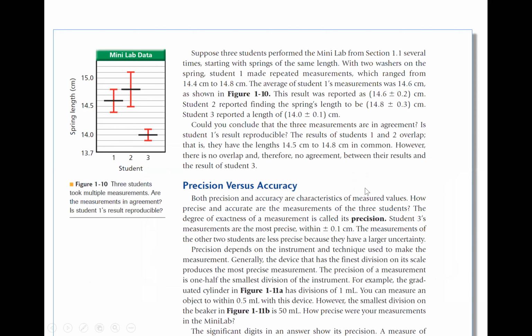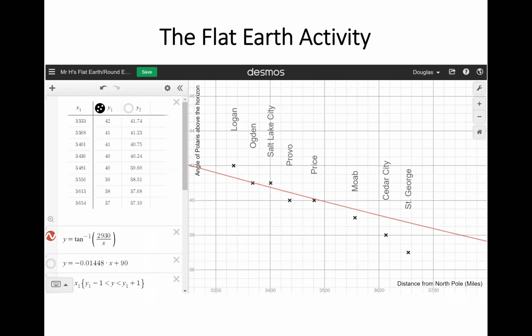All right, precision versus accuracy. This is a page that's taken from the book. I think we've already talked about that pretty sufficiently. So I'm going to move on.